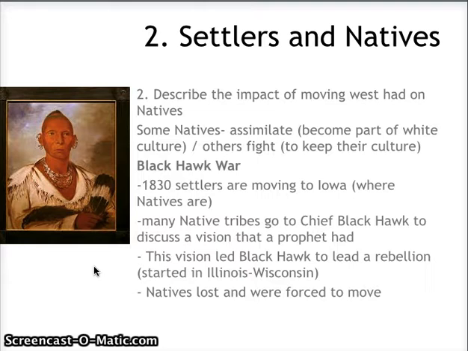The rebellion ends with the natives losing. And the Sioux, along with all the other native tribes, are again forced to move westward and forced off their land. So we're getting a little bit of the same thing happening as with the Trail of Tears.